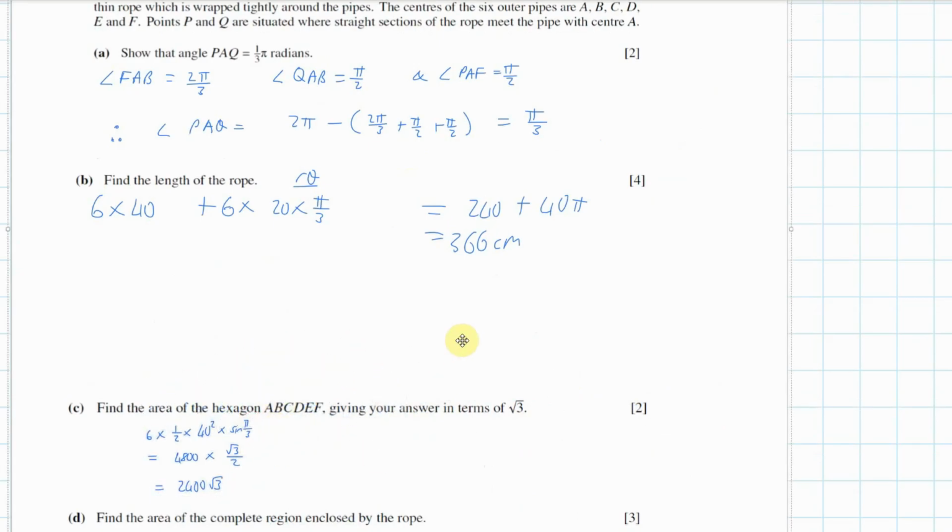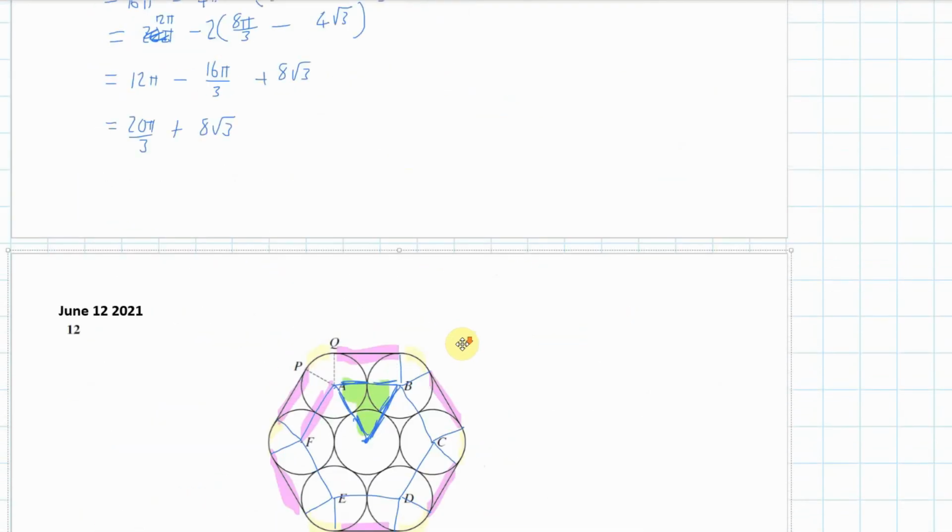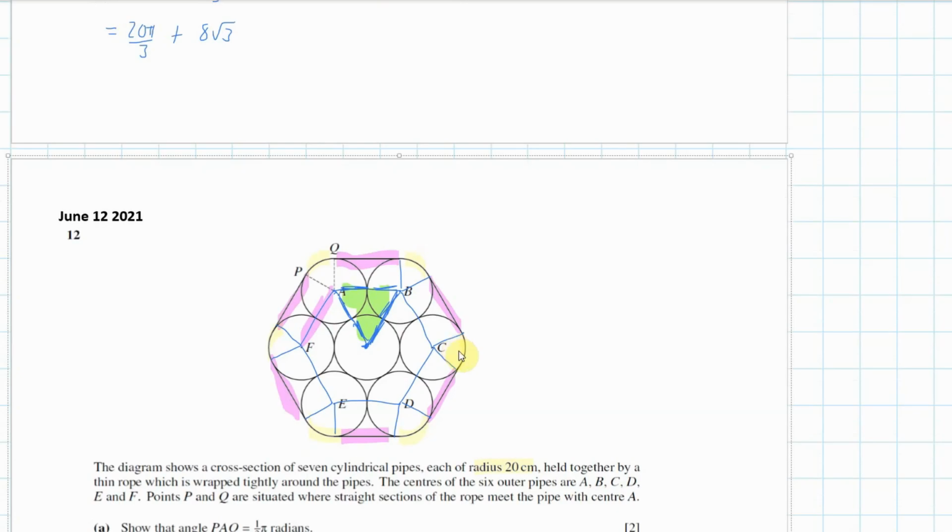Now, find the area of the complete region enclosed by the rope. Okay. So now we've got to figure out the rest of it. So I'm going to just, getting a messy diagram here. We need to find this area. Now these are, I hope you can see, rectangles. And even though I have not drawn them very nicely, they are rectangles. So there's 6 of them, and you can see that they are 1 radius wide by 2 radiuses across. So 6 times 20 times 40. So that's those bits.